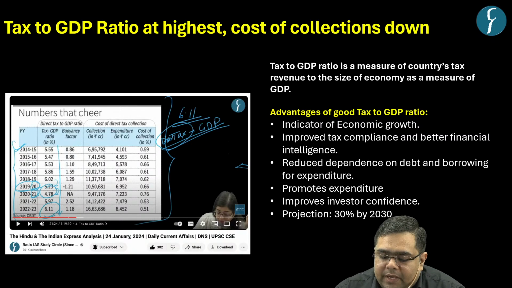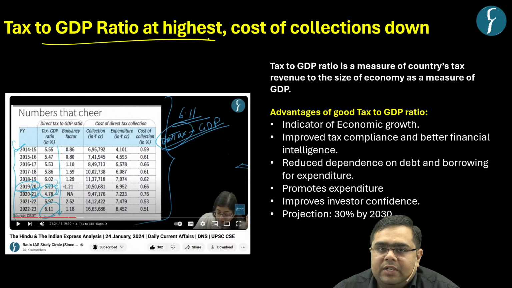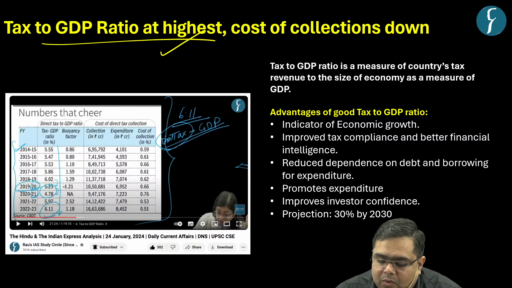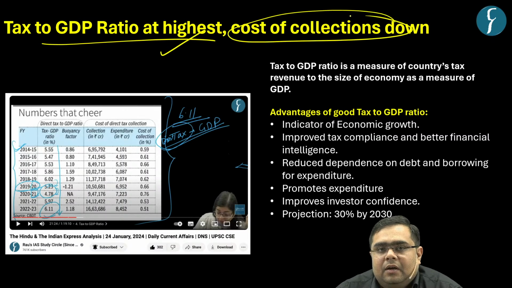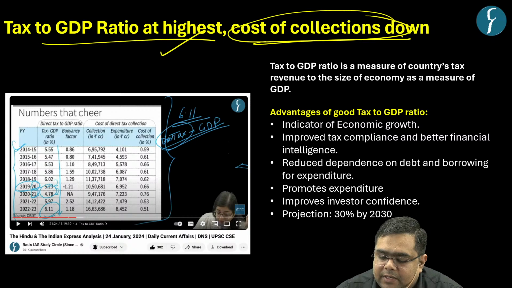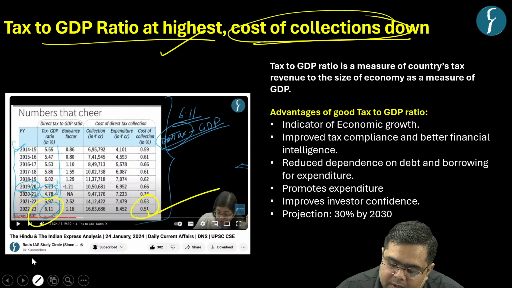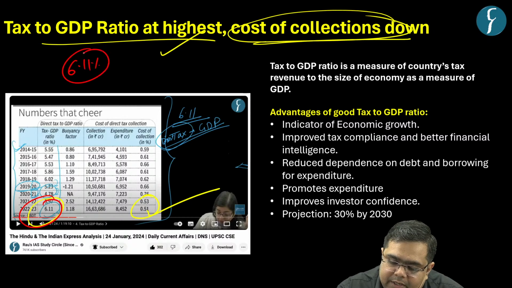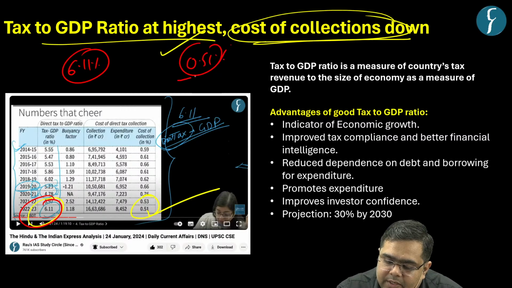The next issue that was taken up was the tax to GDP ratio. The news in this context was that we have recorded the highest tax to GDP ratio. And the additional part of the news was that the cost of collection is down, as is evident from both of these slides, right? Let me change the color. So the tax to GDP ratio is highest at 6.11%, and the cost of collection is down to 0.51%.